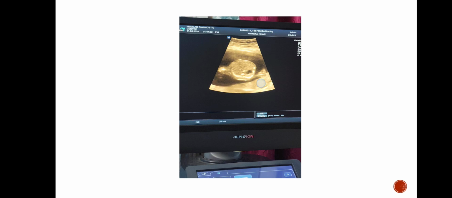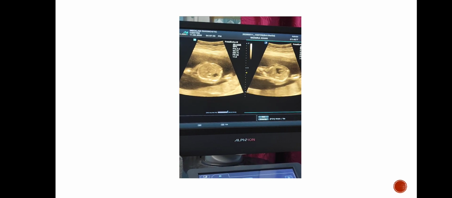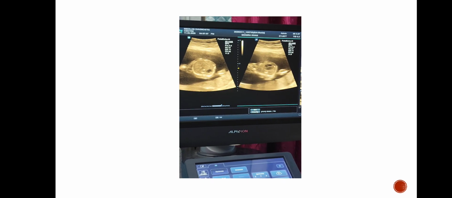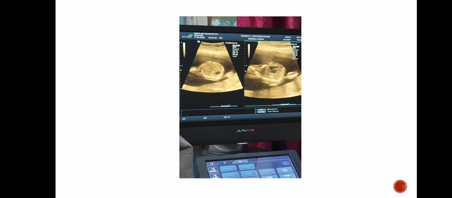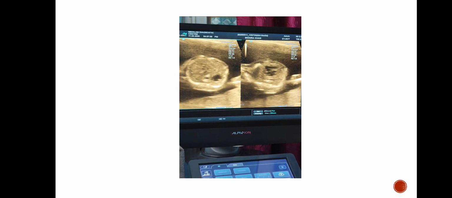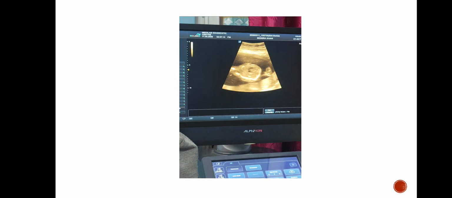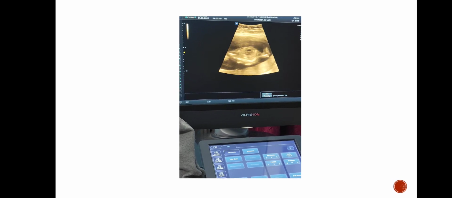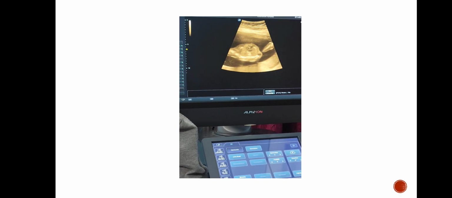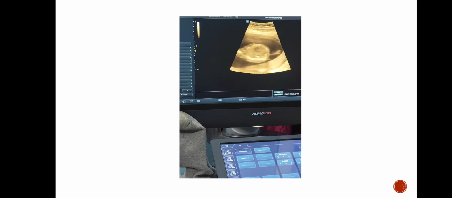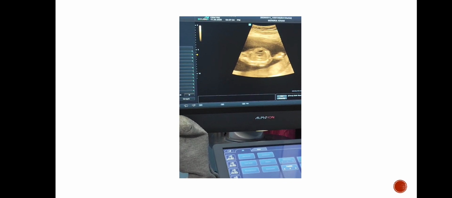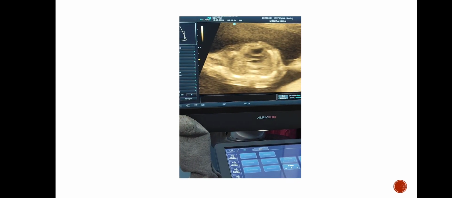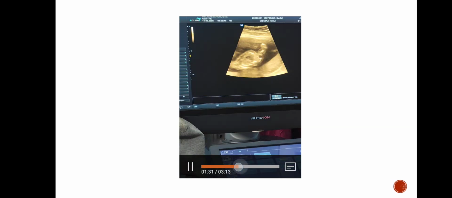Come to the next video. Stomach should be seen. Stomach and the apex of the heart are on the same side. This is situs solitus. LVOT. I am forwarding this video.